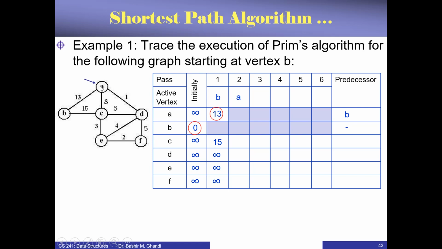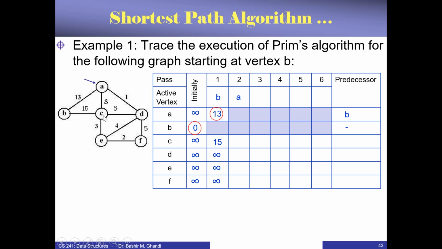Obviously, where can you reach among those that you have not yet finalized? We have already finalized B, so you don't go back to B. And therefore, the two vertices you can reach from A are C with a cost of 8 and D with a cost of 1. Now, this is the fundamental difference between Prim's algorithm and Dijkstra's.